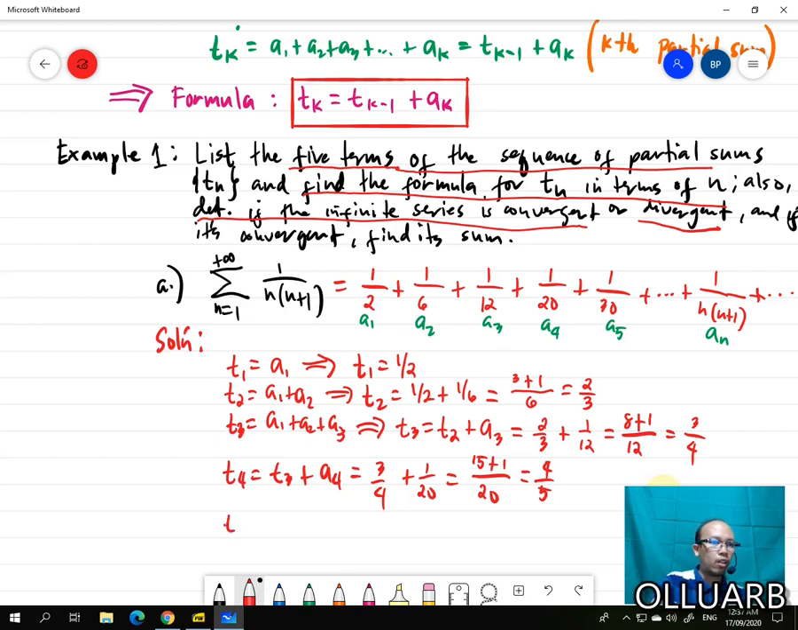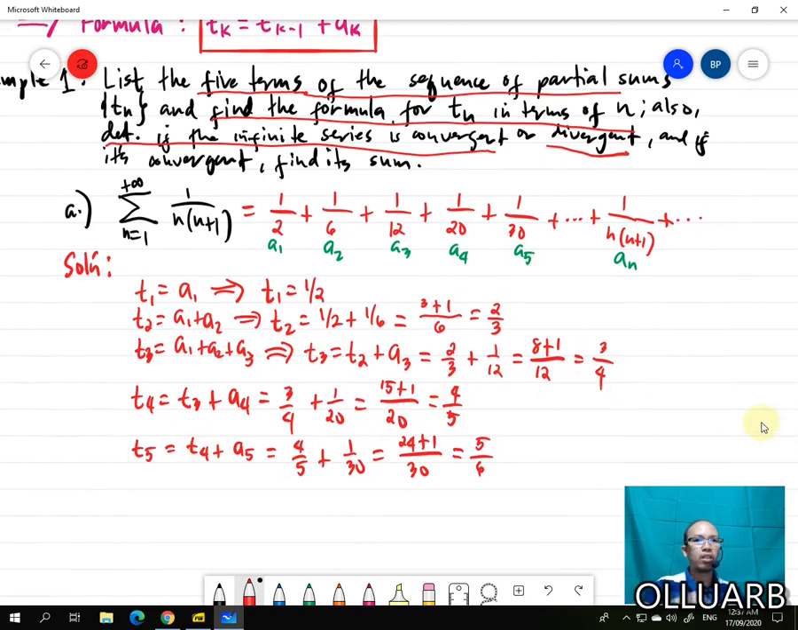Okay, and the last one is t5, which is t4 plus a5. t4 is 4 over 5, but our a5 is 1 over 30. Get the LCD, which is 30. 30 divided by 5 is 6, times 4, 24. Plus 1. 30 divided by 30 is 1, times 1 is 1. So we have 25 over 30. Divide by 5. 25 divided by 5 is 5. 30 divided by 5 is 6. Okay.